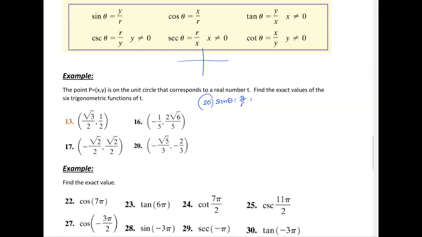Let's find tangent. So where is this guy located? This guy's located over here. This is negative square root of 5 over 3. This is negative 2 over 3. I've got to figure out r. Okay, that's the radius. So I'm using x squared plus y squared is equal to r squared again. That's your Pythagorean theorem.